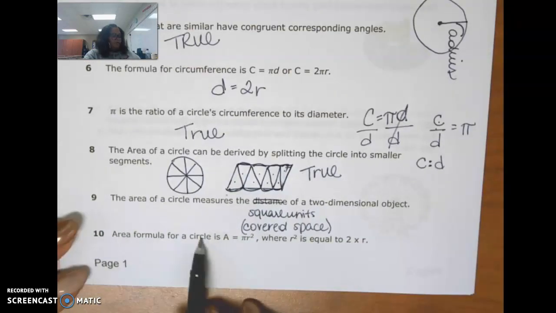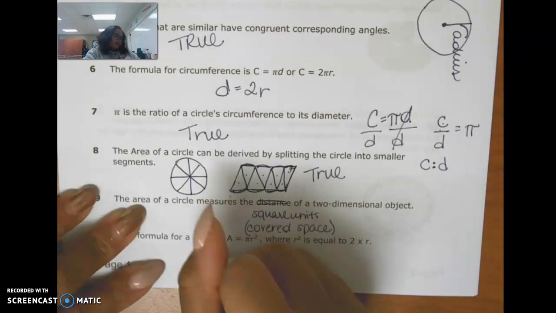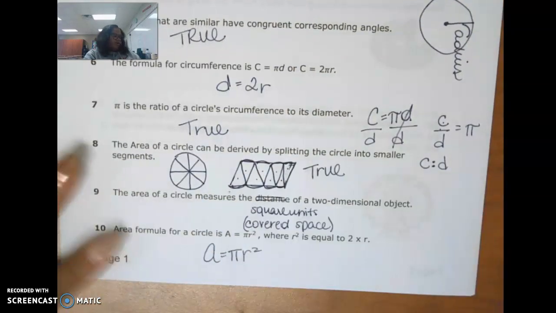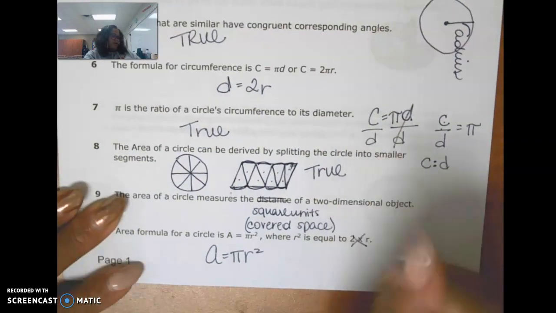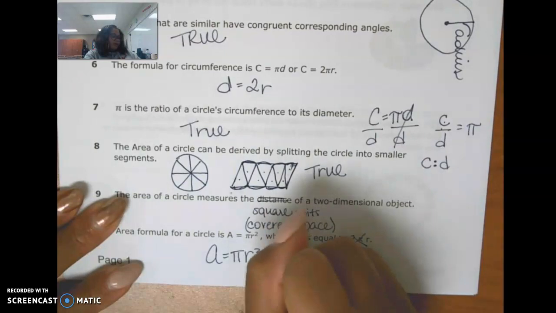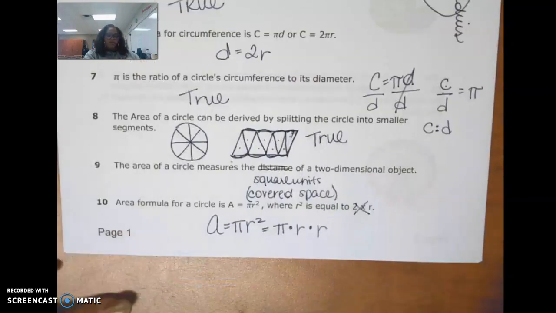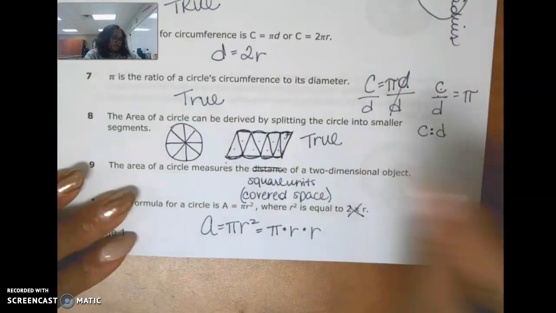Area formula for a circle is A equals pi times radius squared, where r squared is equal to 2 times r. That is incorrect. This equals pi times radius times radius. No 2 involved there unless r equals 2.